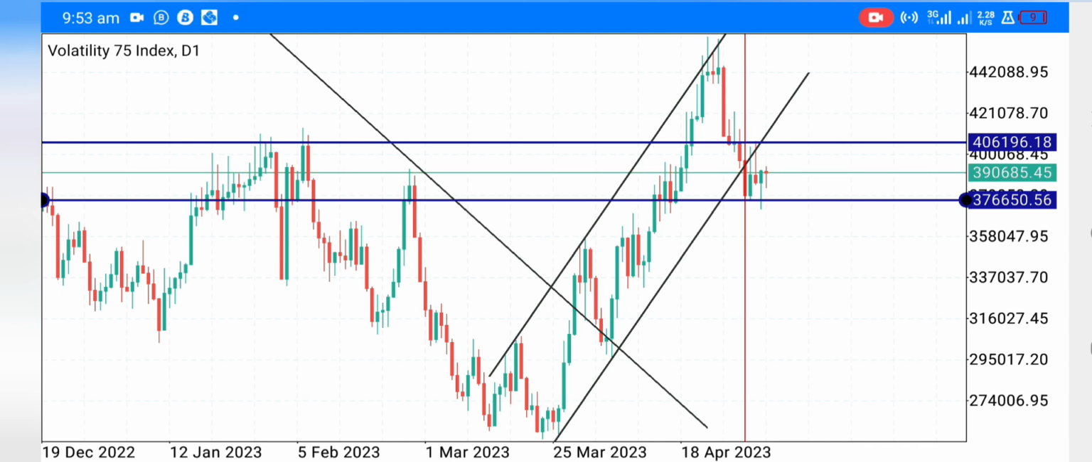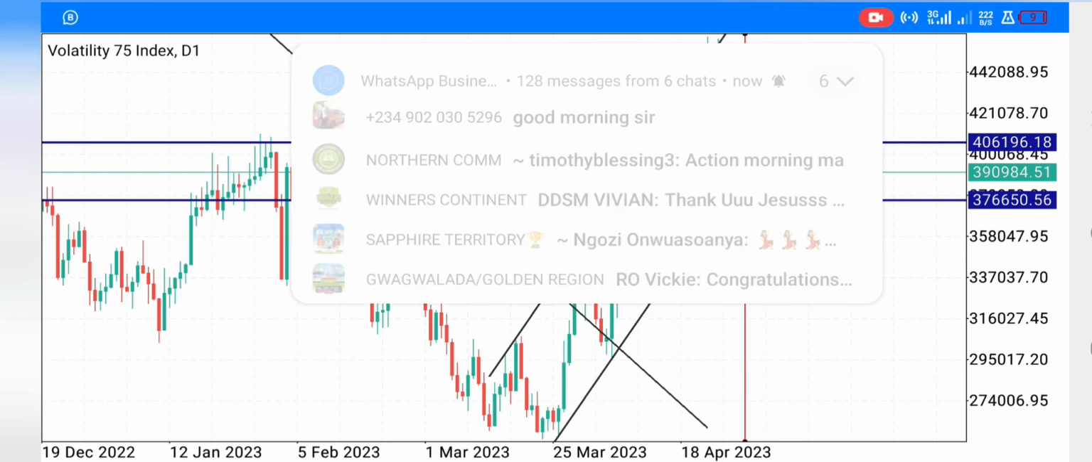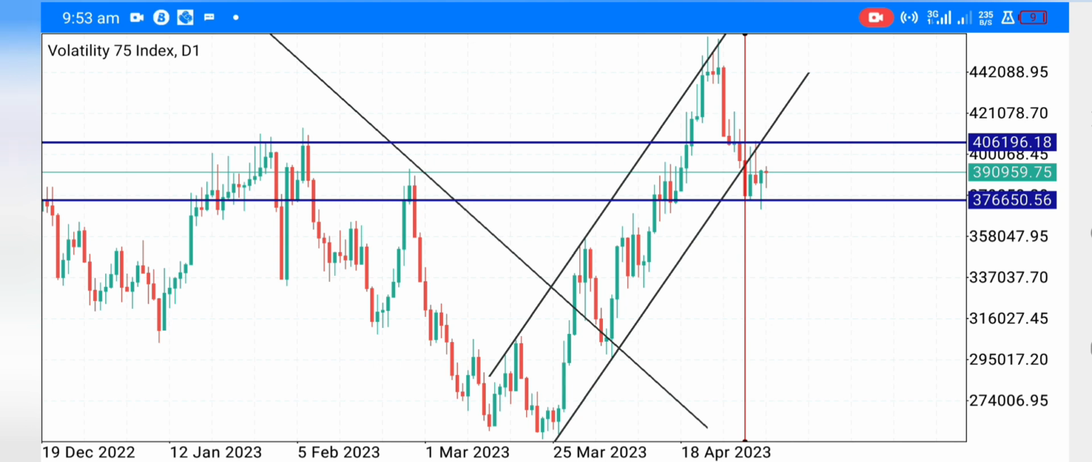So as you can see, this is the second candle. The third candle touches this and bounces off, and it has been moving in between. So we wait and see when we have the break. When we have the break, we'll be looking for how to trade it.